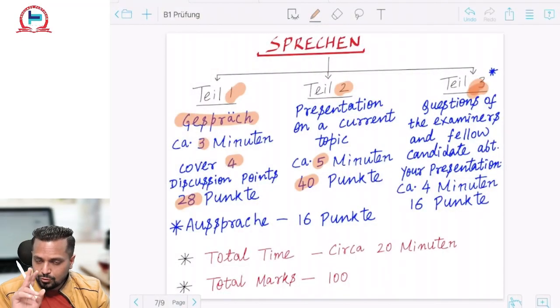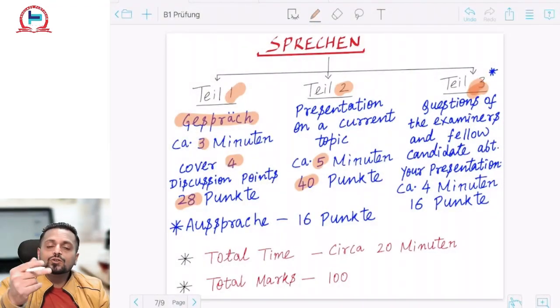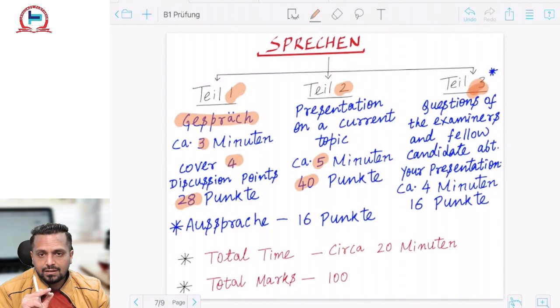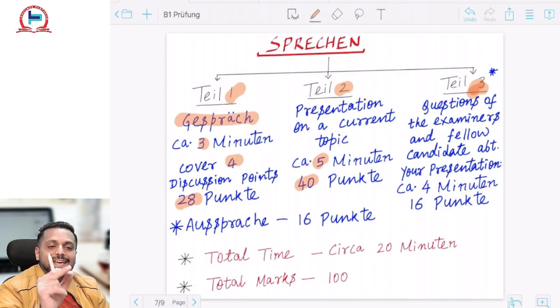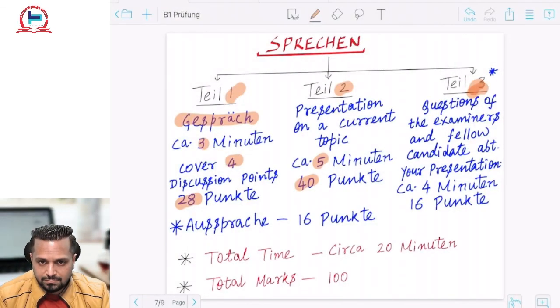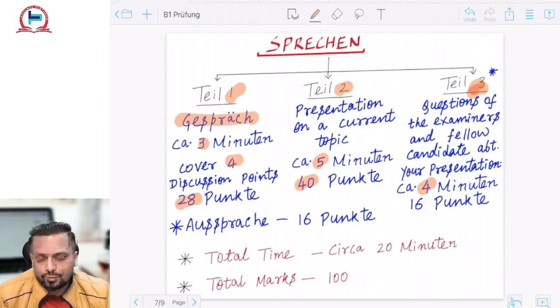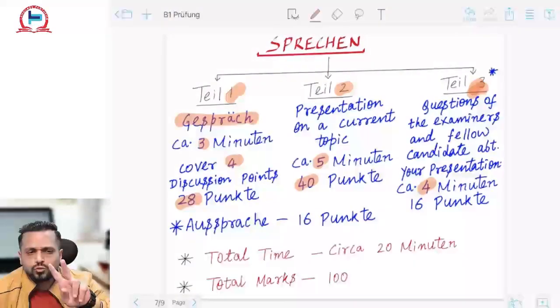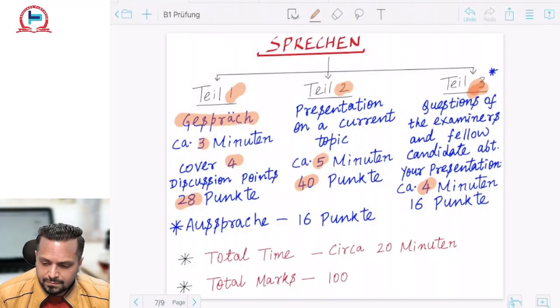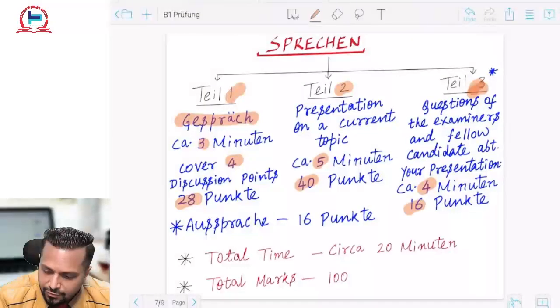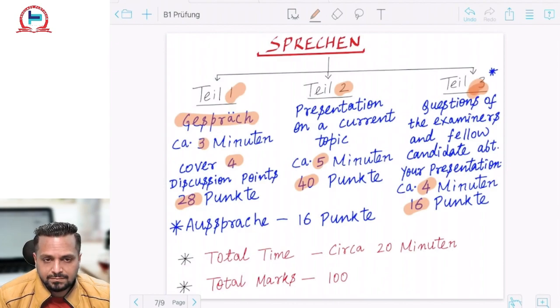And also, do not forget, the partner is going to present. Based on the partner's presentation, you are also going to ask him or her some questions. This is also a part of Teil 3. Approximately the run time for this is 4 minutes. This Teil lasts for 4 minutes, which means basically around 2 minutes per candidate. The total marks allocated for this Teil is 16 marks.